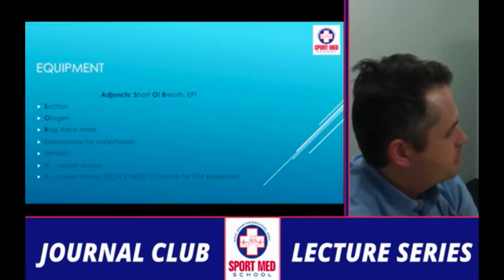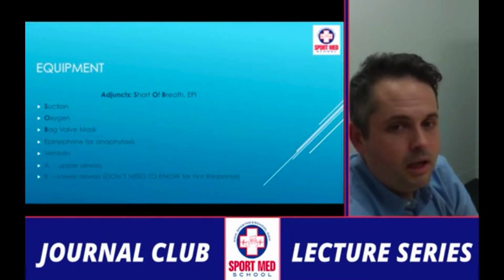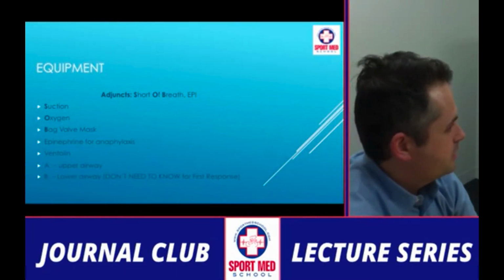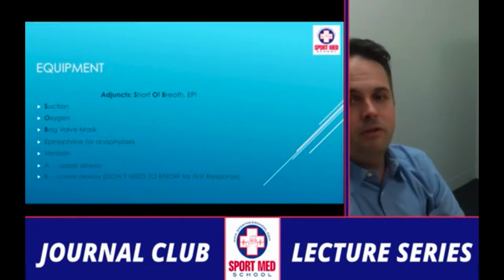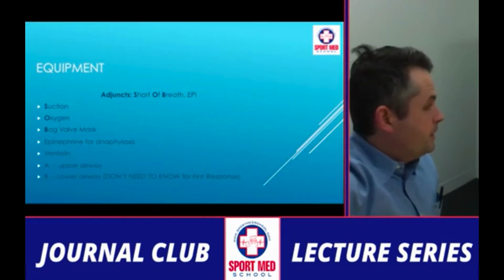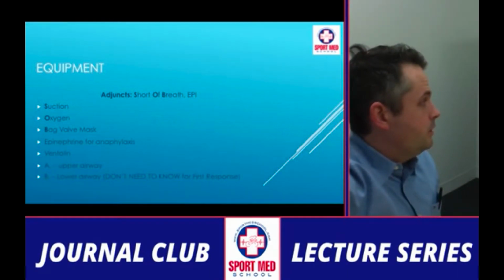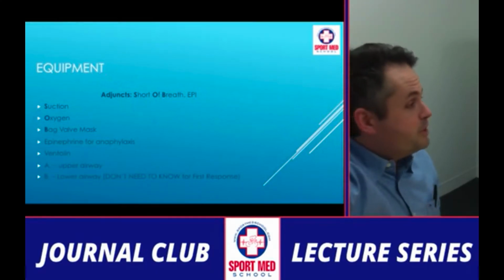Getting them as much oxygenation as possible, especially if you're seeing those sats low. Even if they're not moving that much air, some of that O2 will go in, so that's an important adjunct. And then the bag valve mask for increasing the pressure. Epinephrine for anaphylaxis, and then from a breathing adjunct, Ventolin for your asthma.